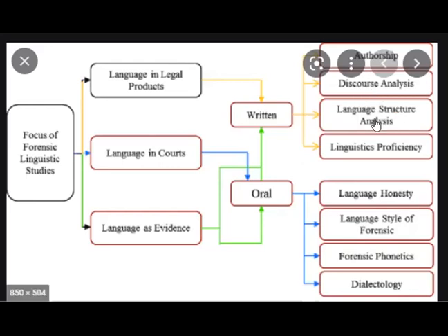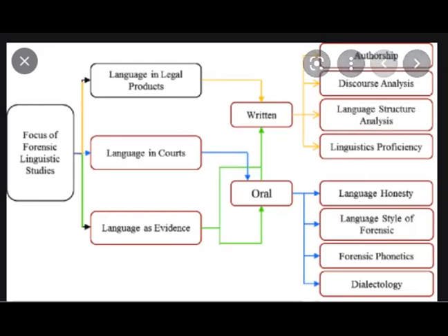Or you can go for language structure analysis, where you can see how the structure of language is there in legal discourses, and what kind of language is used in forensic legal cases. And it can be linguistic proficiency. For example, if someone has written a text, you want to see whether they are linguistically proficient in a specific field or a specific language or not, so you actually go for that.